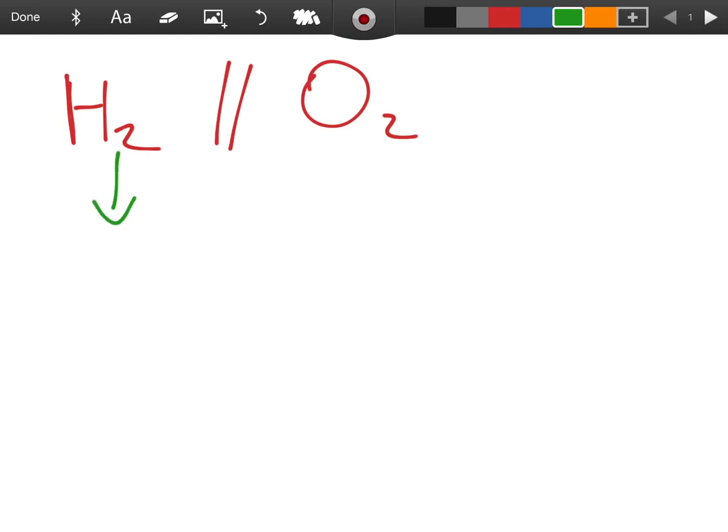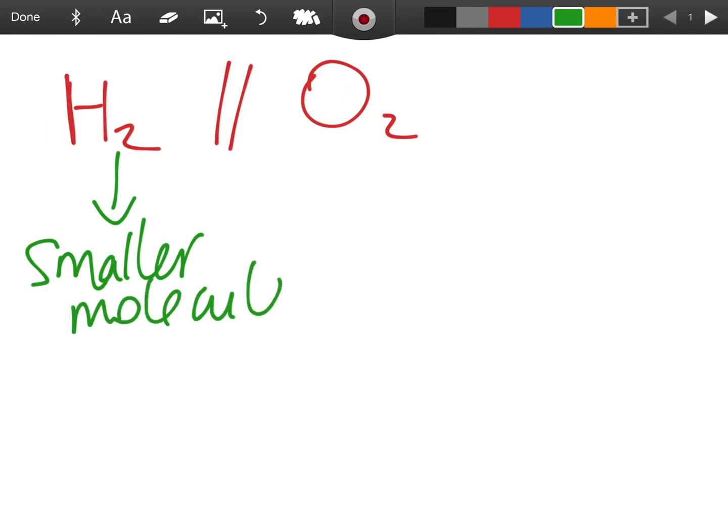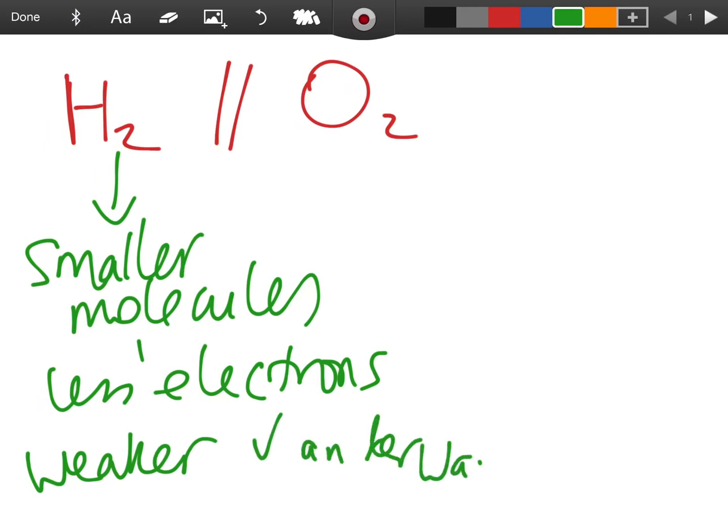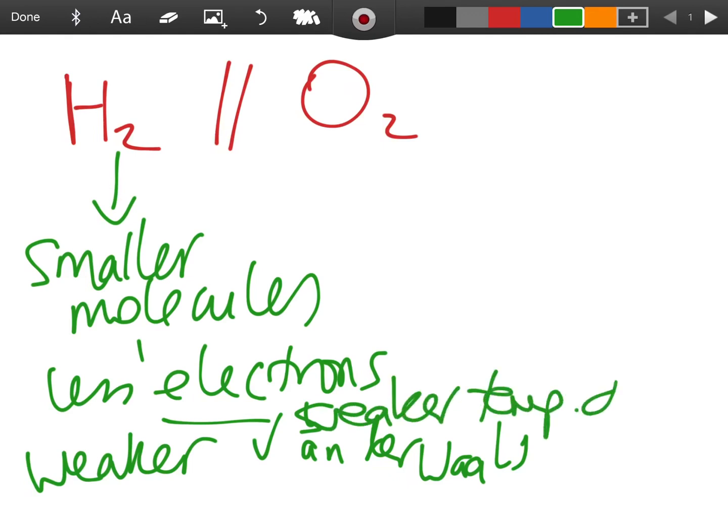Then they ask you to explain why the boiling point of hydrogen is significantly lower than the boiling point of oxygen. Now, these are obviously both non-polar molecules because there's no difference in electronegativity between the atoms. So you're going to have to say that hydrogen is a smaller molecule. There are fewer electrons in the hydrogen molecule, and therefore it's going to have weaker temporary dipoles, so weaker van der Waals forces.